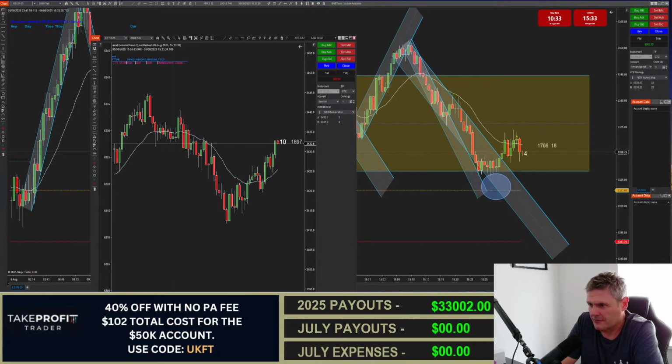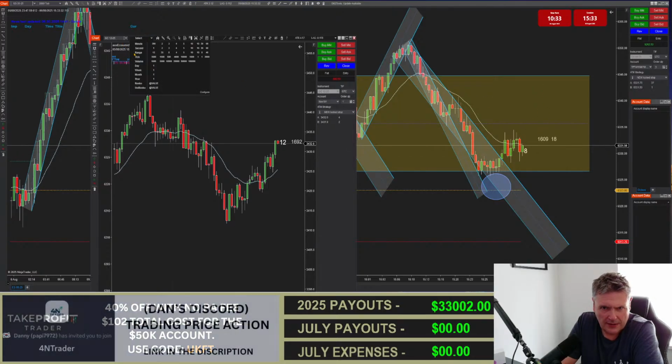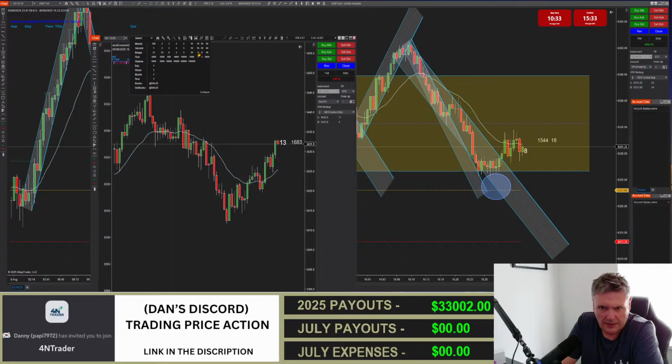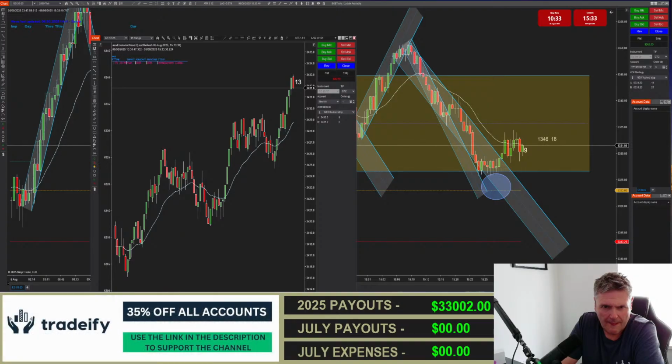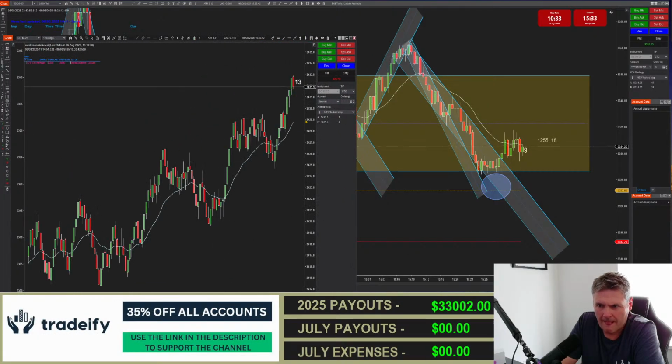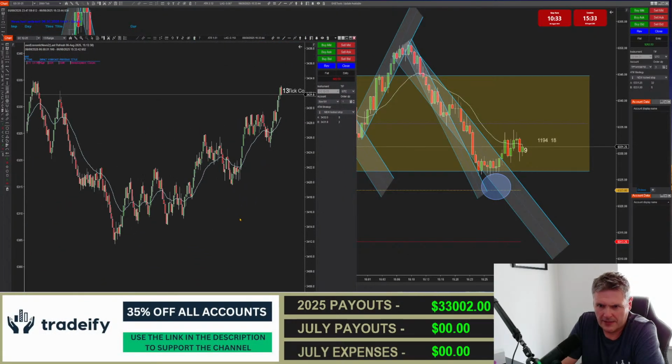So, yeah, we are finding a bit of support there. Whether it'll get through there or not, 15 bar range. There you go. How's that look for you?